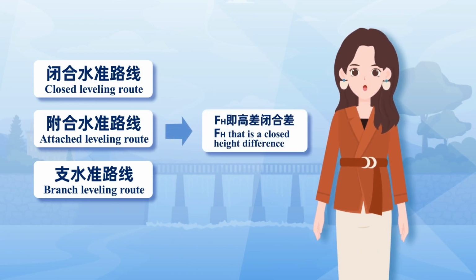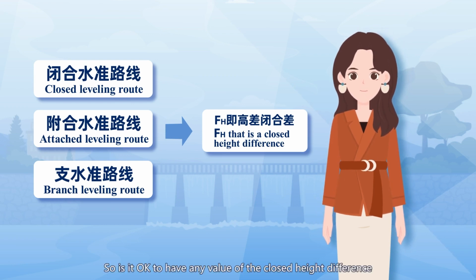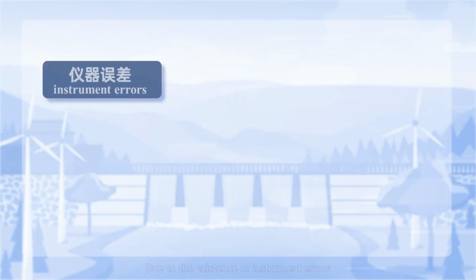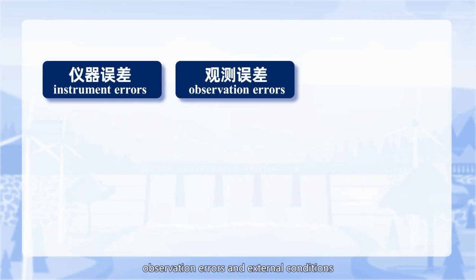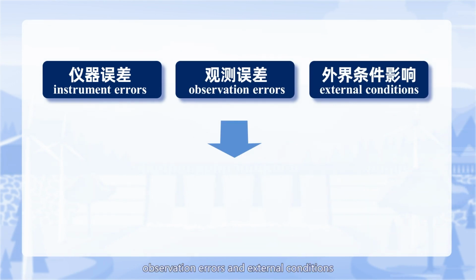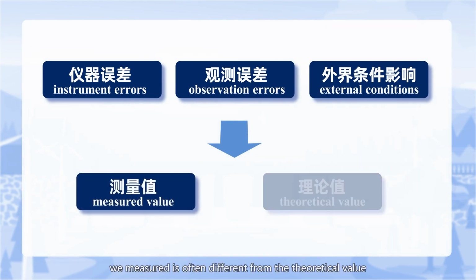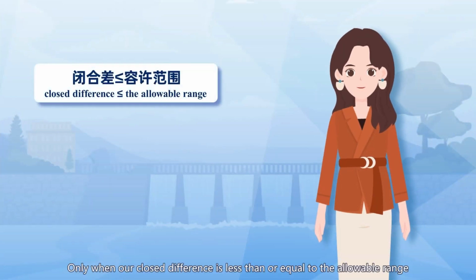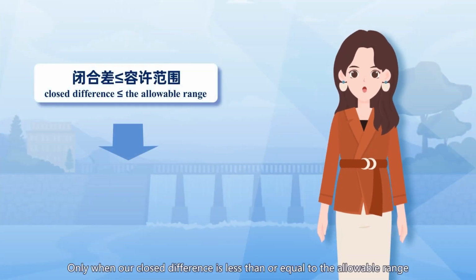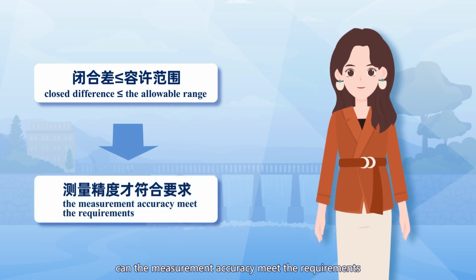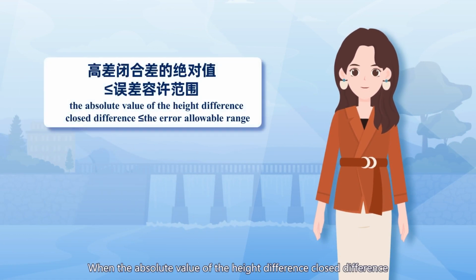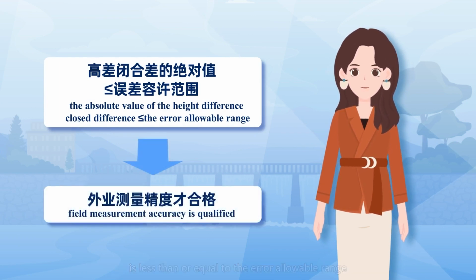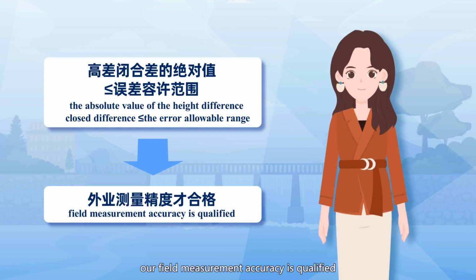Students, we see that all three different types of leveling routes will have an fh, that is, a closed height difference. So is it okay for the closed height difference to have any value? This is not correct. Due to instrument errors, observation errors and external conditions, the measured height difference closure is often different from the theoretical value. Only when our closed difference is less than or equal to the allowable range can the measurement accuracy meet the requirements. When the absolute value of the closed height difference is less than or equal to the allowable error range, our field measurement accuracy is qualified.